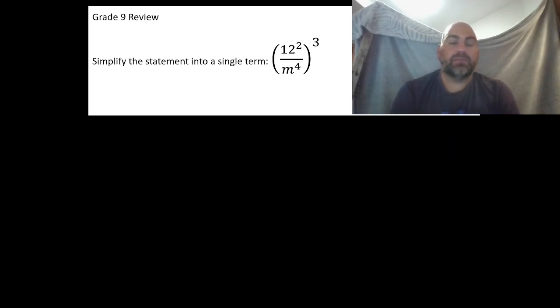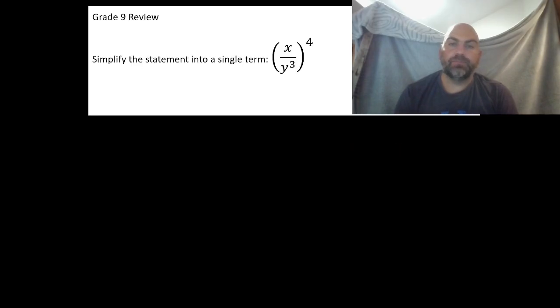All right, if we have something that is in a fractional form like this, same thing applies. That 3 is going to go to both pieces. So it's going to apply to the exponent on the 12, which is 2 times 3. It's also going to apply to the exponent on the m. So we're going to do 4 times 3. And so our simplified one is going to be 12 to the power of 6 over m to the power of 12. And so we're going to have both pieces in there, and they both get the application of that 3.